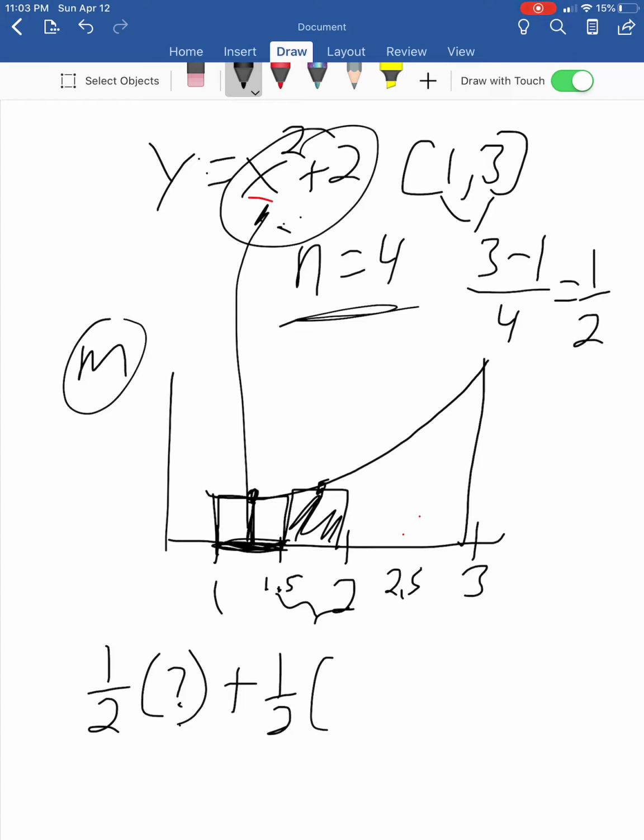And if you do this midpoint Riemann sum correctly, you should get 12.625. So try that out, see if that works for you. Let me know if I can do anything else to clear this up.